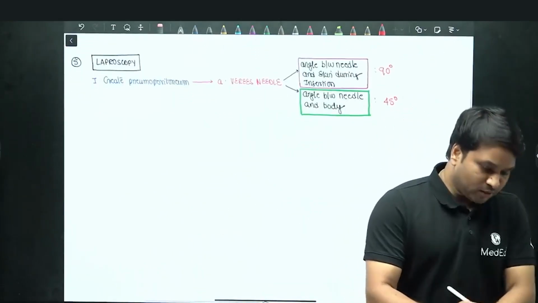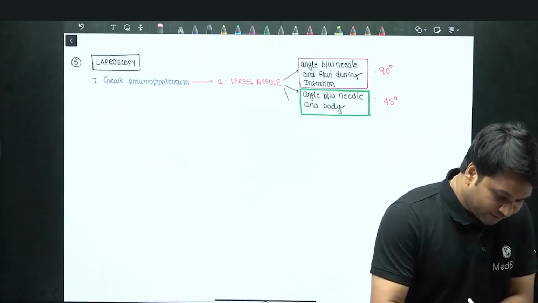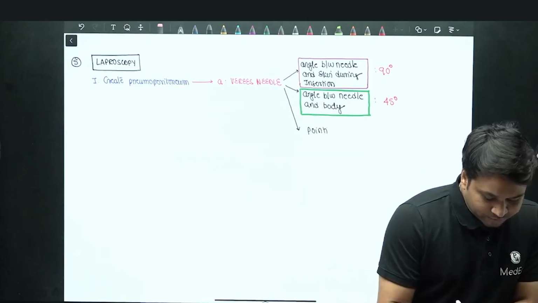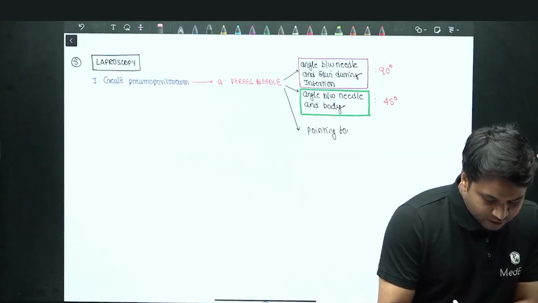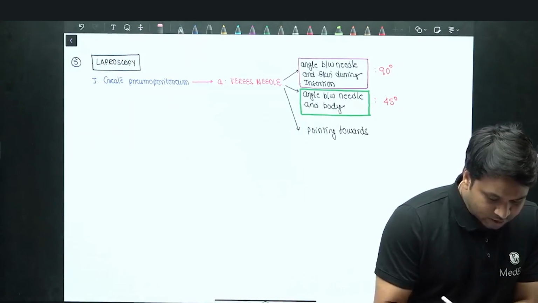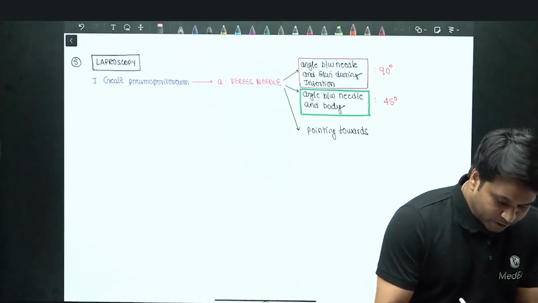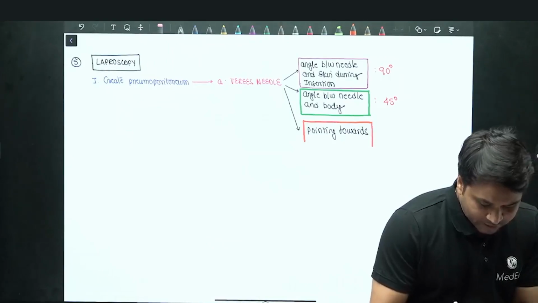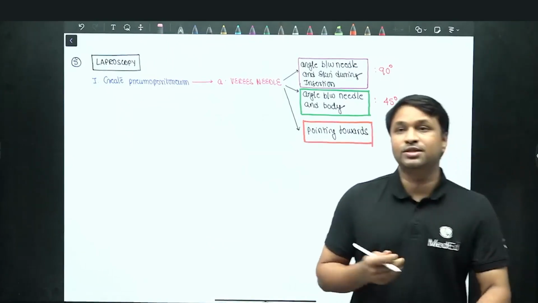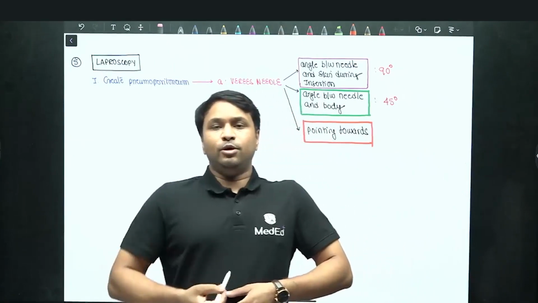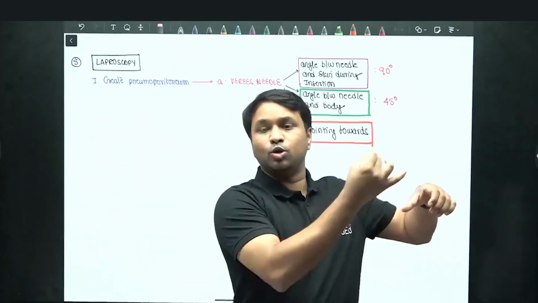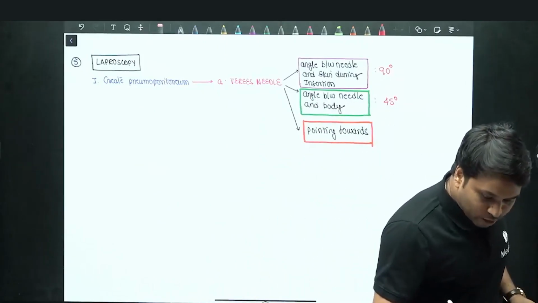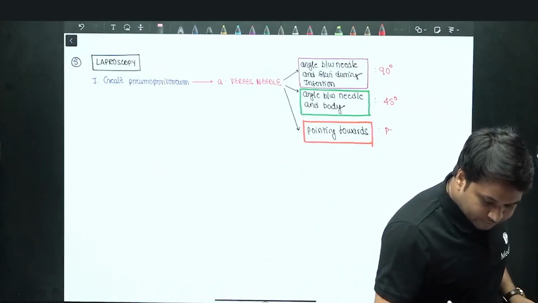Now the third thing they can ask you is, when you are inserting the Veress needle, it will be pointing towards which point? Will you point towards the pelvis, or would you point towards the xiphisternum? The answer: it is always pointed towards the pelvis.